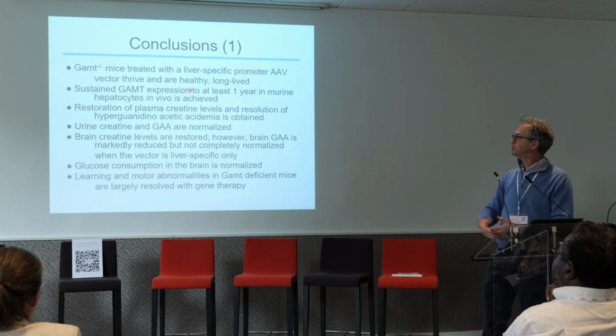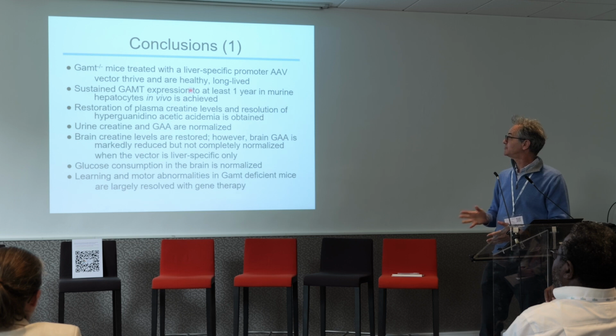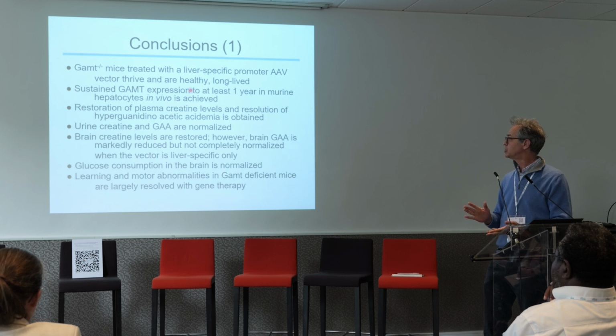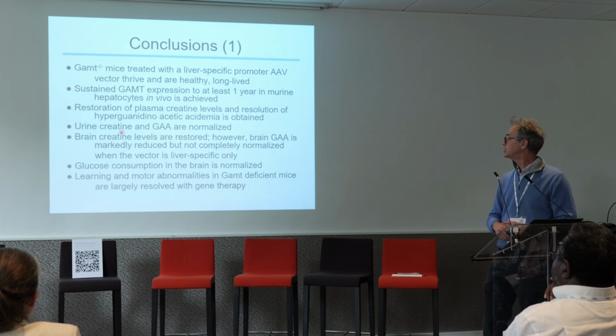With that said, these are my conclusions for today: GAMT-deficient mice treated with a liver-specific promoter AAV vector thrive. They're healthy, they're long-lived. There's sustained expression in the liver to at least 1 year of life. There's restoration of plasma creatine levels and resolution of the hyperguanidinoacetic acidemia that occurs. The urine creatine and GAA are normalized. Brain creatine levels are restored. However, there is some brain GAA that remains.